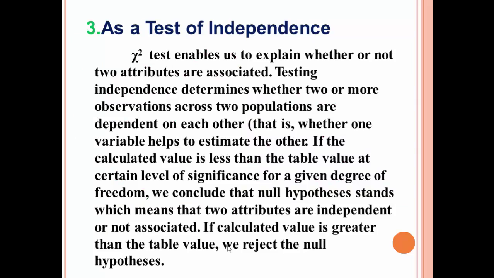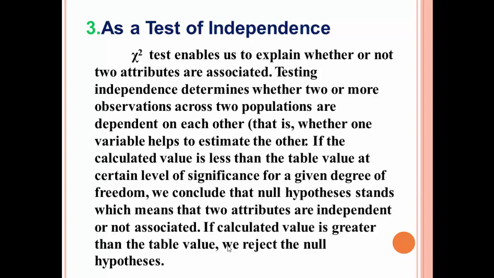As a test of independence, the chi-square test enables us to explain whether or not two attributes are associated. Testing independence determines whether two or more observations across two populations are dependent on each other. That is, whether one variable helps to estimate the other.